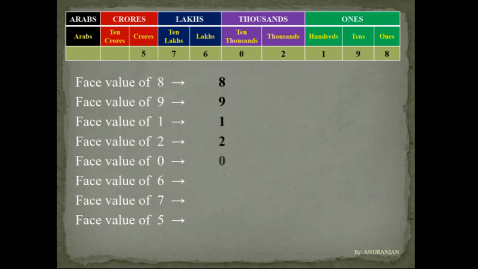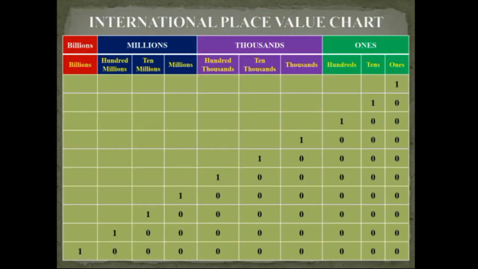2, it will be 2. Face value of 0 will be 0. Face value of 6 will be 6 itself. Face value of 7, 7. And face value of 5 will be 5. So understanding face value is not difficult. Place value, you need to apply some multiplication. That's all. So I hope you have understood how to find the place values and face values of any digit in a numeral. Now let's understand the international place value chart.